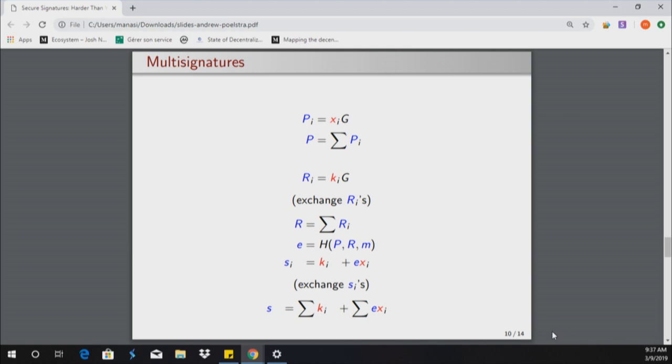And so if you tweak this add-a-bunch-of-signatures thing slightly and you say, well, what if everybody uses the same E? In the middle of this slide, I have E equals a hash of public key, nonce, message. If everybody uses the same challenge to create a signature and you add those together, you will actually get a single signature on a single message with a single public key, where that public key is jointly controlled by all the different participants.